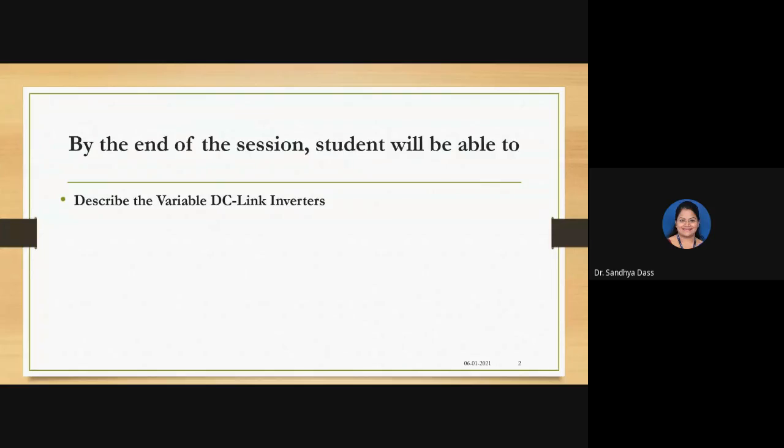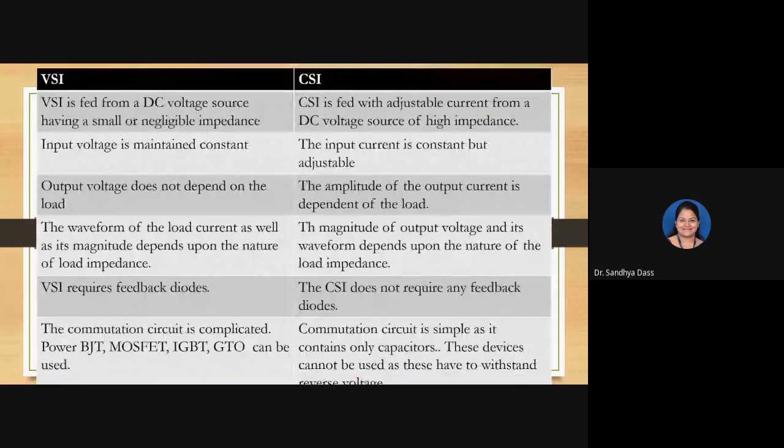By the end of this session, you will be able to describe the variable DC link inverters. Before moving on to that, let us observe the main differences between voltage source inverters and current source inverters. As I briefly mentioned, a voltage source inverter is fed from a DC voltage source having small or negligible impedance, whereas a current source inverter is fed with adjustable current from a DC voltage source of high impedance.